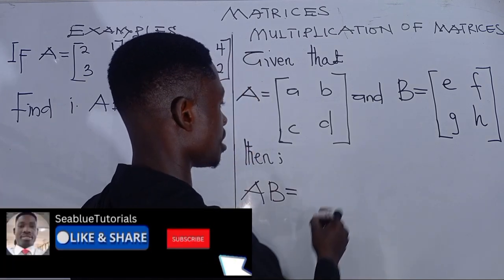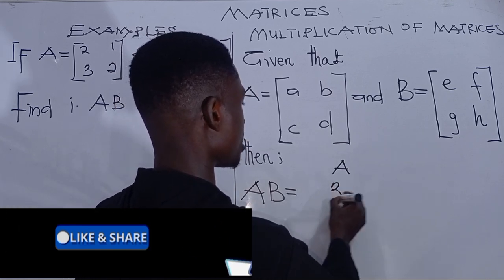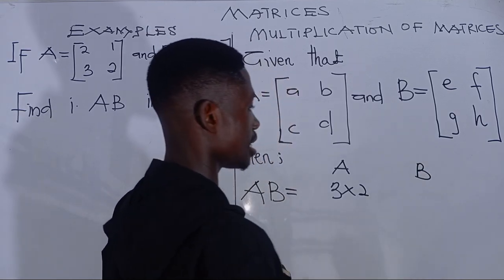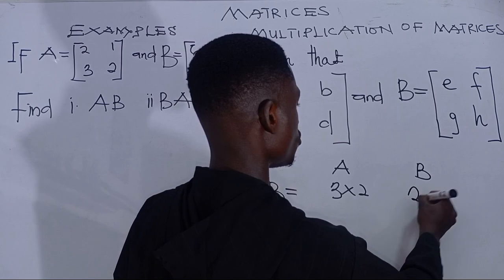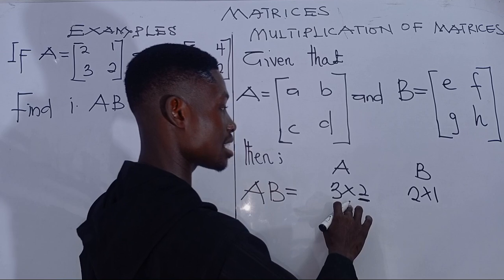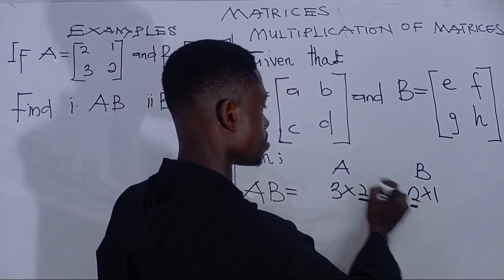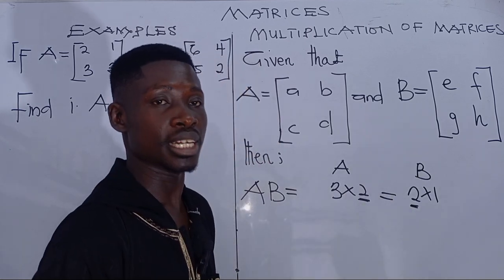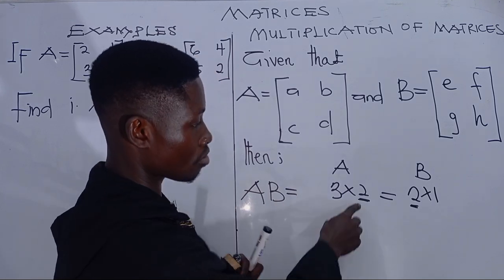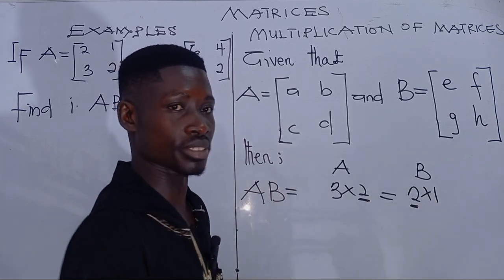If you have a first matrix, let's say matrix A, and this matrix is a 3 by 2 matrix, and then you have another matrix, let's say matrix B, and this matrix B is a 2 by 1 matrix. Since the number of columns in the first matrix is equal to the number of rows in the second matrix, then the product of these two matrices can be found. In other words, we can multiply these two matrices together because the number of columns in the first matrix is equal to the number of rows in the second matrix.